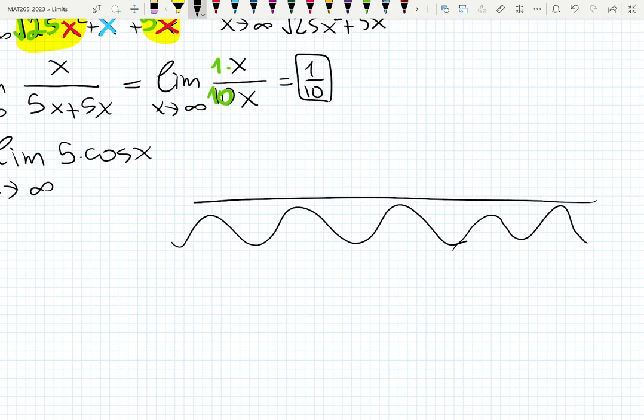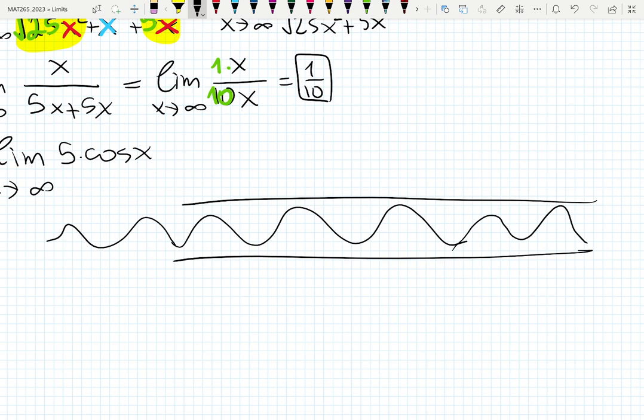Cosine is always stuck between -1 and 1. In this case, -5 and 5. So it will wiggle forever. That means there is no limit. It just never stops going. Isn't it cool? So not the infinite behaviors, not necessarily infinities. That's kind of how interesting this case is.